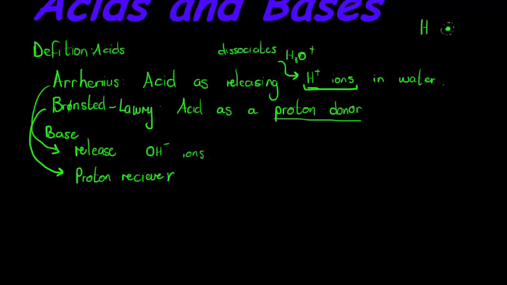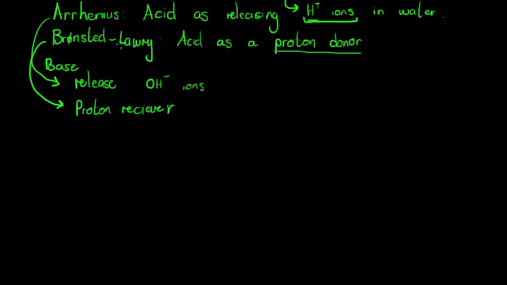Now, what happens whenever we take an acid and dissolve it in water? It will ionize. So we'll get our H3O plus ions. If I write it like that, I need to put plus H2O. This will produce H3O plus ions plus another negative ion, an anion.